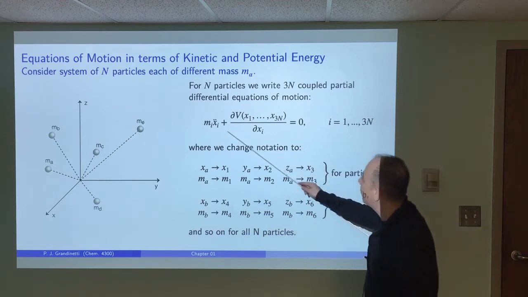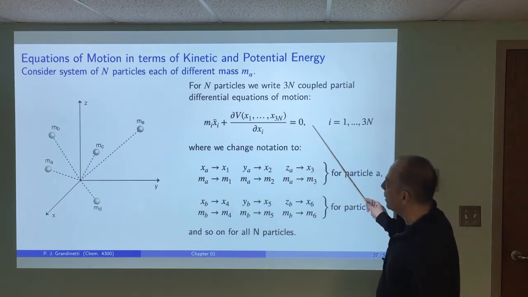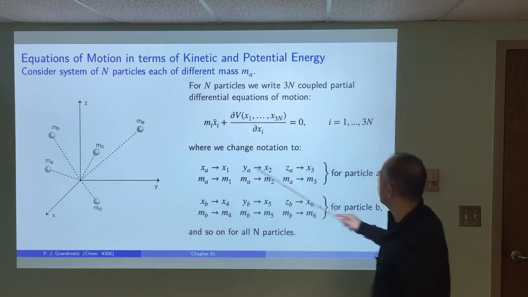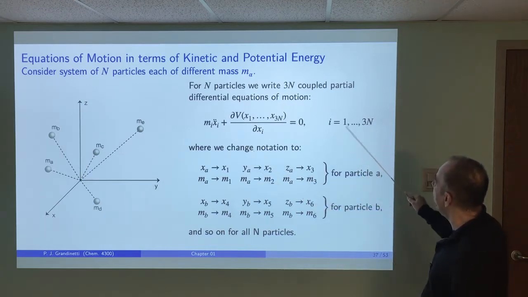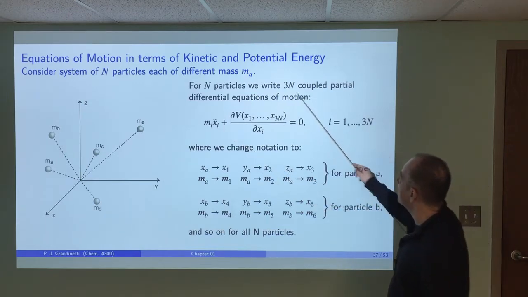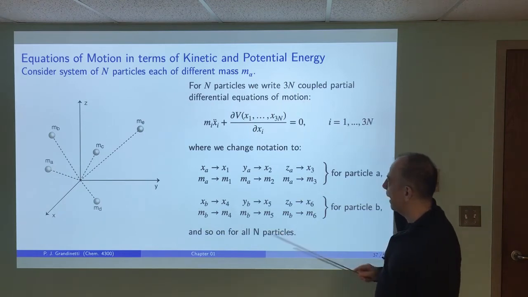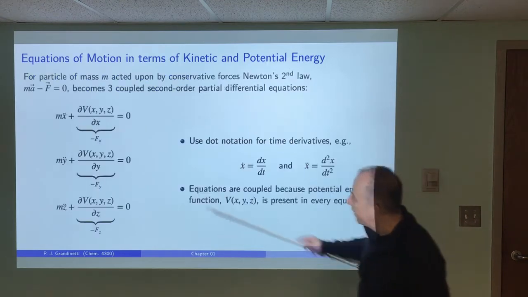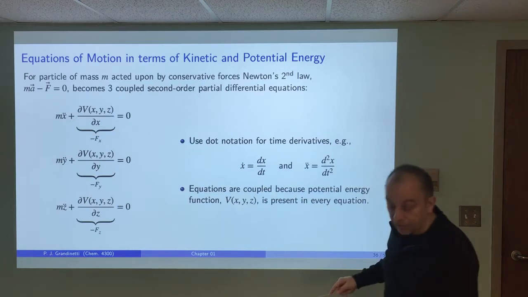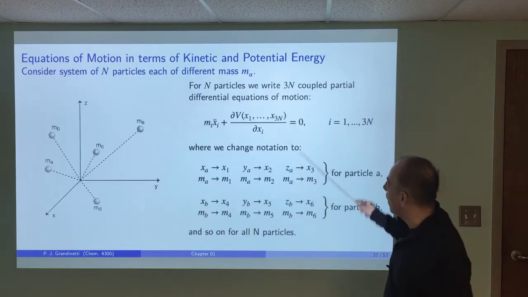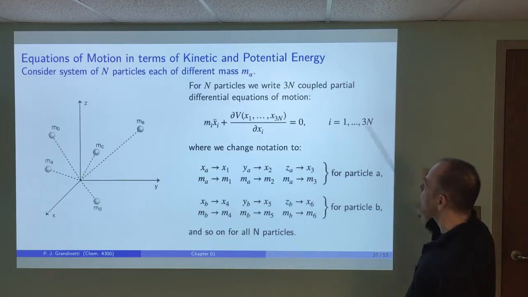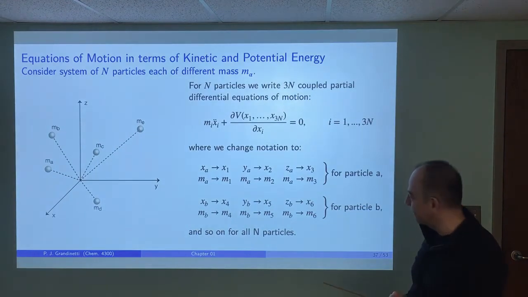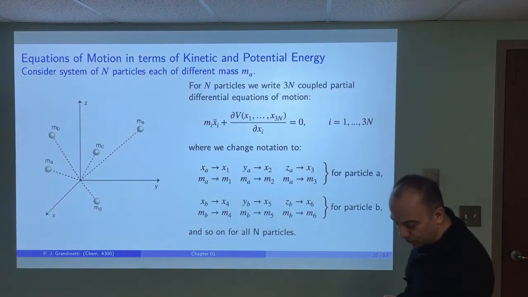That way I end up with one equation that I can write, which is indexed with i, and now i runs from 1 to 3 times the number of particles. Okay, so instead of in the previous slide having to write down 3 equations for every particle, I'm writing down one equation which has an index that goes from 1 to 3n. All right, so this is just to make things a little more compact.